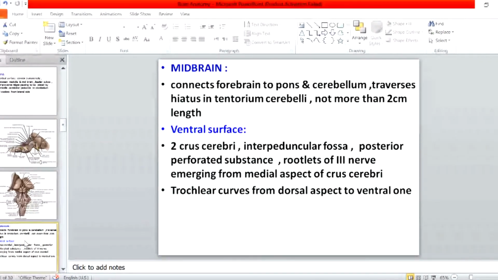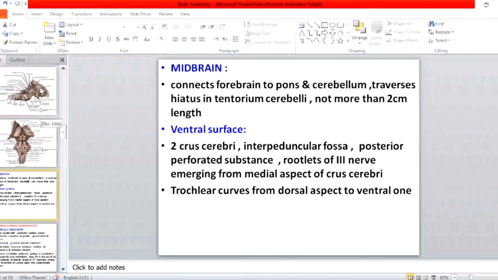On the ventral surface, we see the two crura cerebri with the posterior perforated substance and rootlets of the third cranial nerve, the oculomotor, emerging from the medial side of it. As I said, the fourth cranial nerve, the trochlear, curves from the dorsal aspect to the ventral side. Now we come to the dorsal aspect.